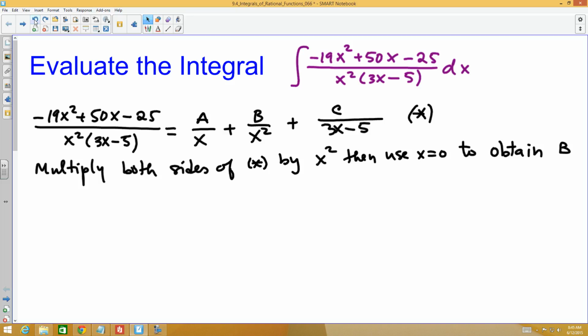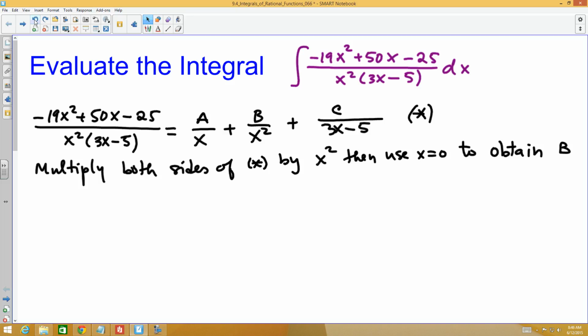Okay, so first we need to simplify the integral, and in doing so we need to perform the partial fraction decomposition. So writing the integrand as a over x plus b over x squared plus c over 3x minus 5, and call that equation star. Why do we write a over x plus b over x squared? Because we have x squared in the denominator, so we have to take into account every possible term in x up to the multiplicity, which is 2.